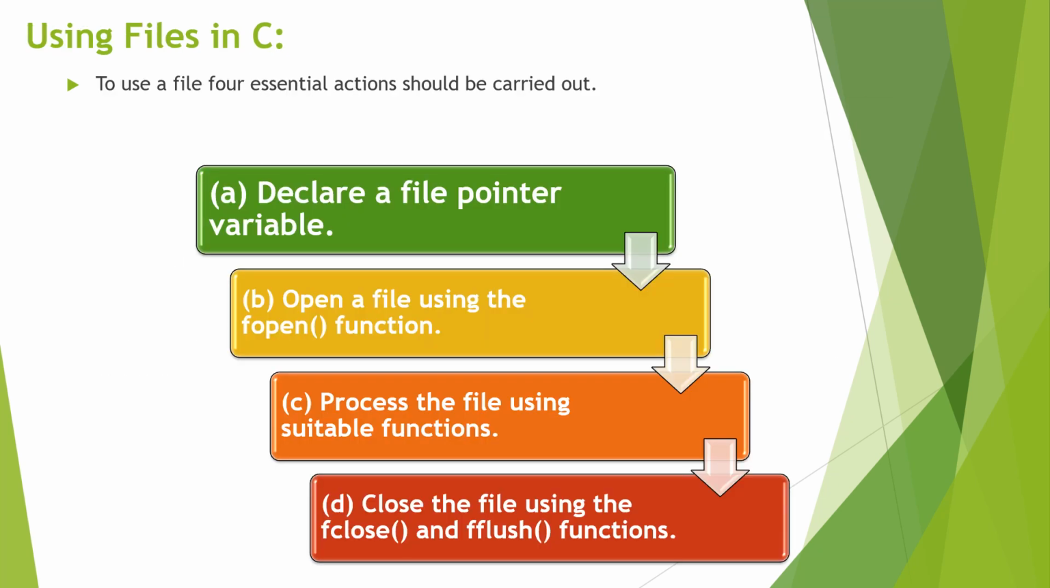Next is using files in C. To use a file, four essential actions should be carried out. Firstly, we have to declare a file pointer variable. This file pointer variable will help to point to a particular file. Secondly, we have to open a file using the fopen function. Thirdly, process the file using suitable functions, for which we have many functions available. Fourthly, close the file using the fclose and fflush functions.